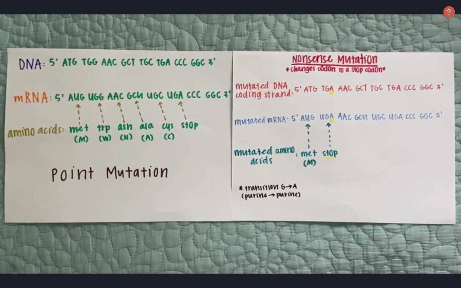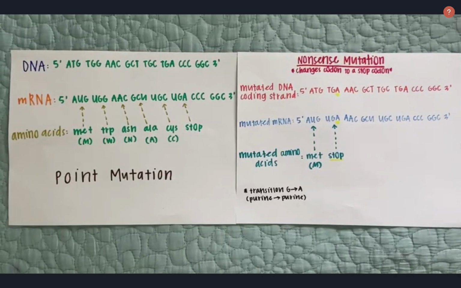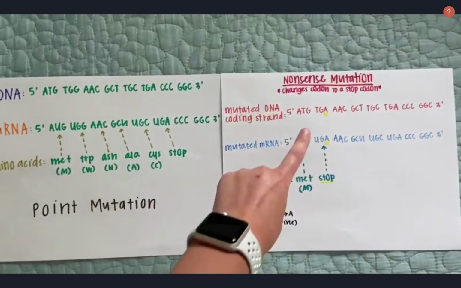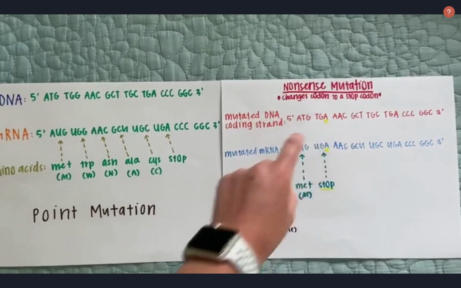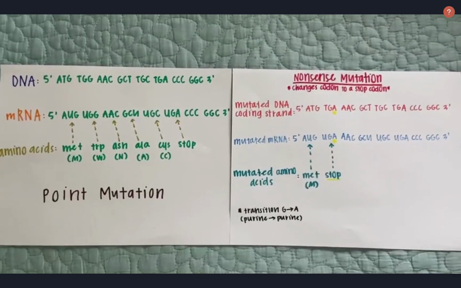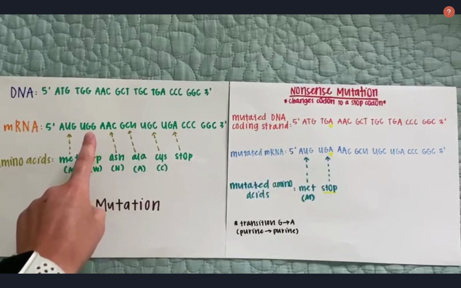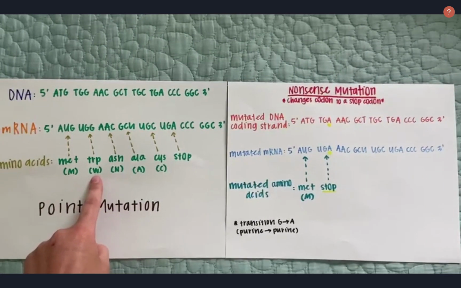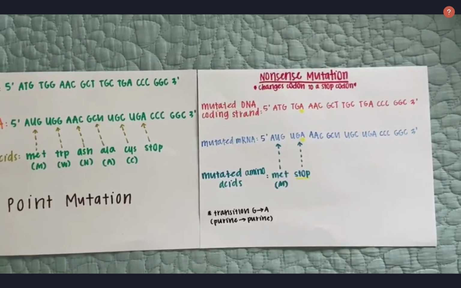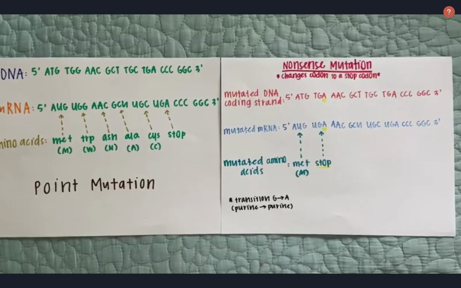The second mutation that we have is the nonsense mutation, and this is when a codon is changed to a stop codon. In our mutated DNA coding strand, we see that the A is where the mutation is, and in the original DNA strand, it is a G. When it is translated into mRNA, it becomes UGA, but in the original, it was UGG, which codes for tryptophan. But in the mutated amino acids, it turns into a stop codon, so we don't read any more after. This is a transition from G to A, so it is a purine to a purine.